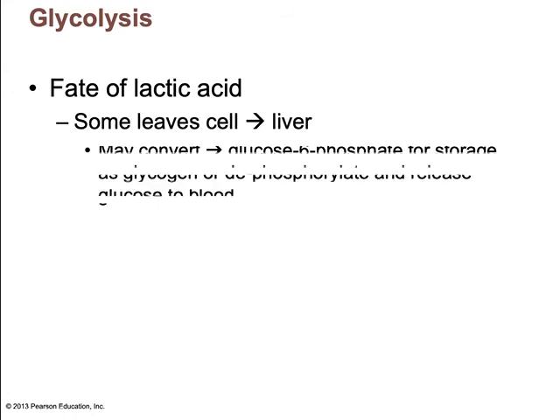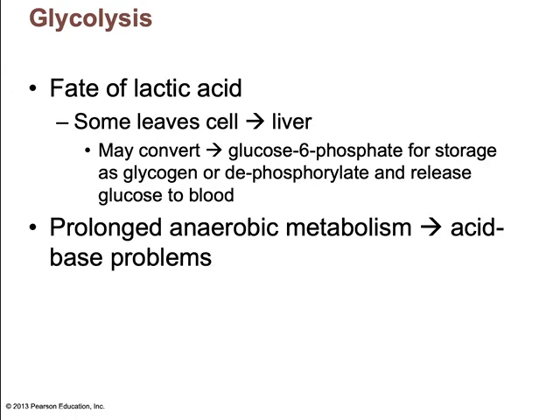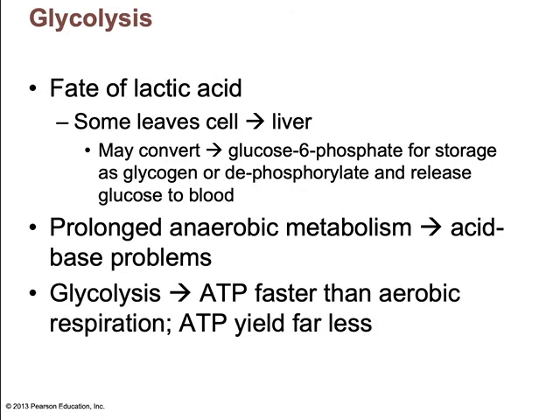Lactate will leave the cell and go to the liver and may end up being converted to glycogen, or may end up as glucose going into the blood, or may come back to tissues like muscle in the form of pyruvate and then have the rest of the energy stripped out of it as the muscle recovers from a phase of exertion. Prolonged anaerobic metabolism is going to generate an acid-base imbalance.